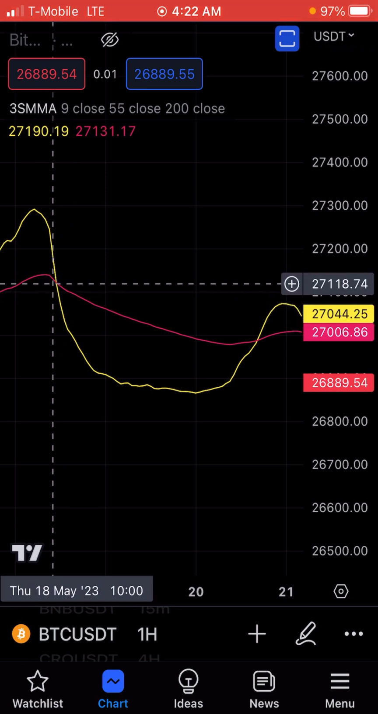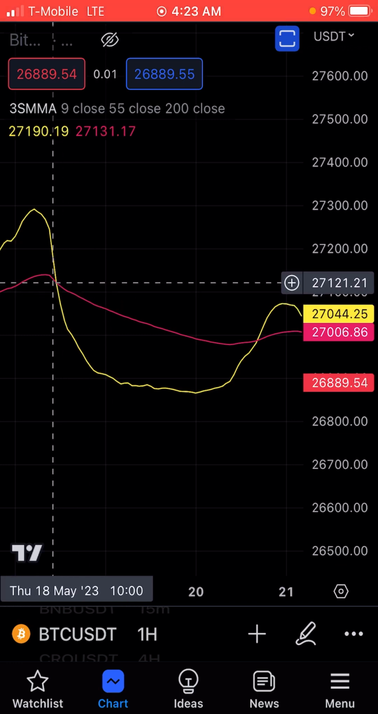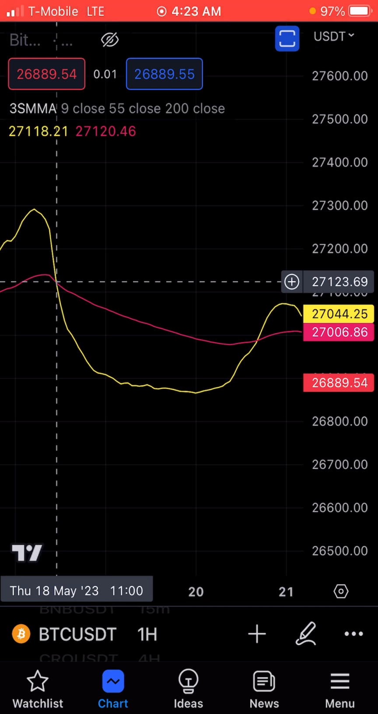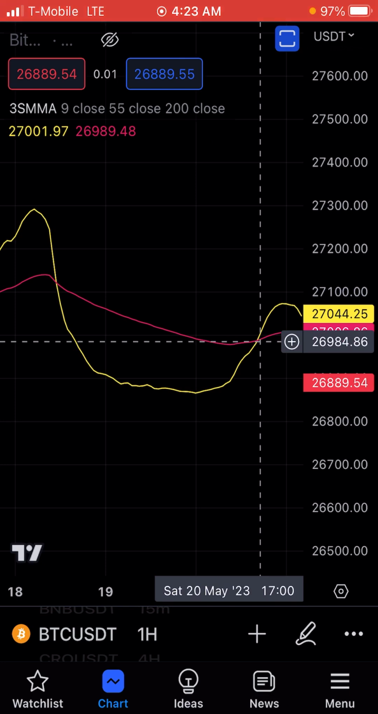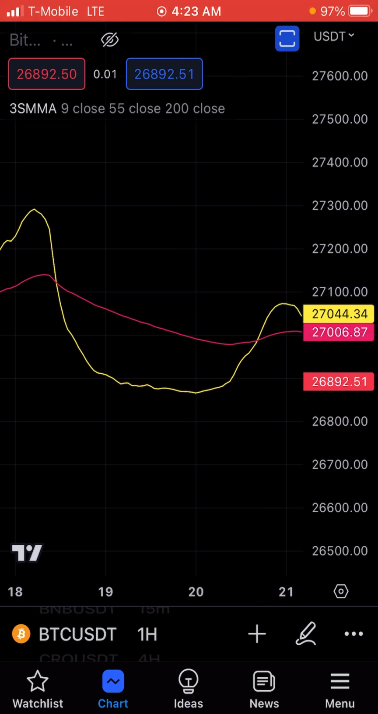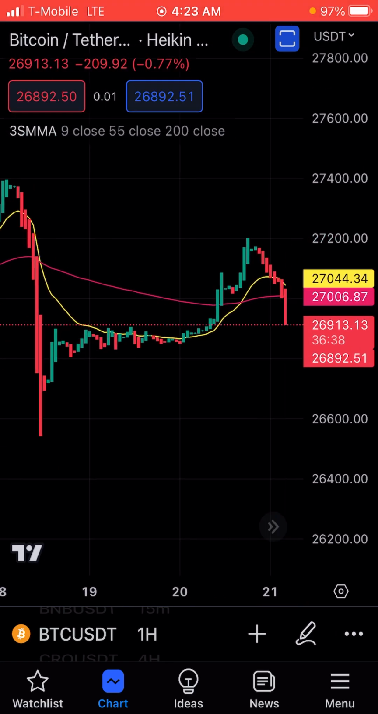So you see right here on May 18th at about 10 a.m. if you came in here for a short and you rode this out, and you see where the price is at the point of the cross for Bitcoin was 27,123. So it crossed up again at 26,984. So you don't necessarily have to wait until it crosses again. In fact, you can get out as soon as you make gains.